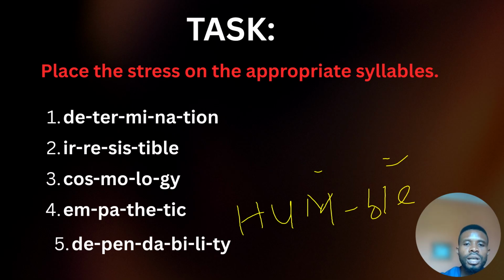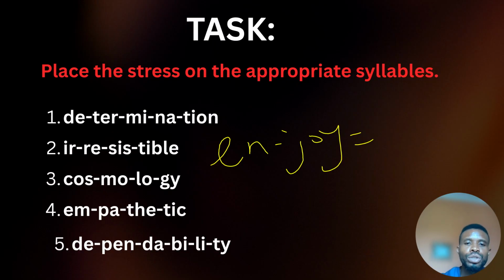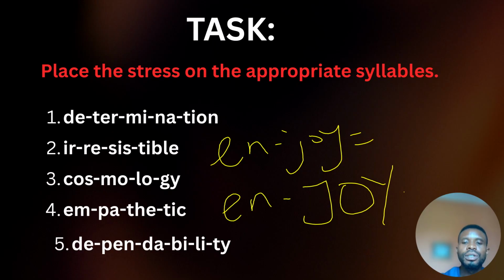Or if the word given to you was, let me say, enjoy. Enjoy, all right? So joy is pronounced louder than the en, so we write it like this, en and then JOY in capital letters. Okay, I hope you get that. So please attempt it. Let me know what your answers are.